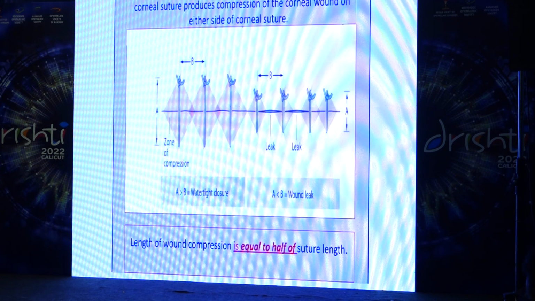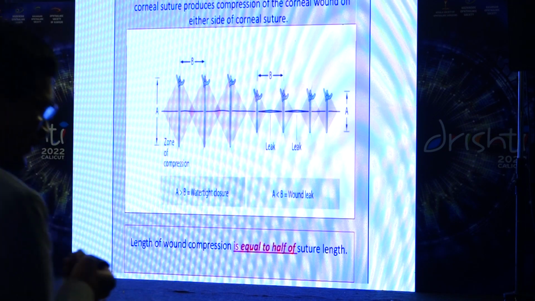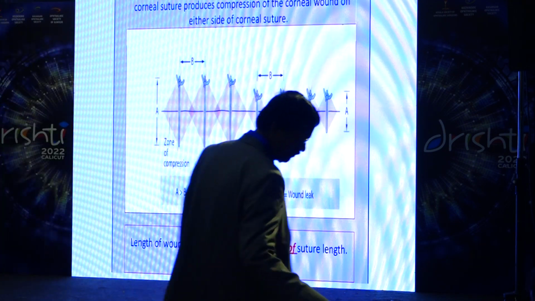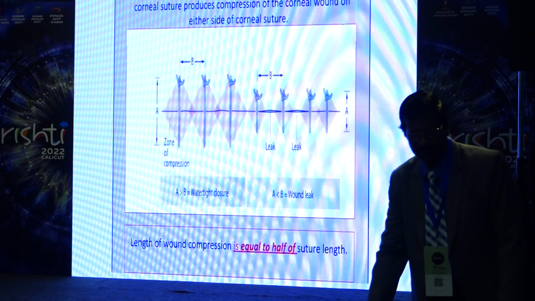We all know this diamond shape. The length of the wound compression is actually half of the suture length. So if you are doing long sutures, there will be compression on both sides, it's half the length, so you can reduce the number of sutures. If you are doing short length sutures, compression will be less, and you have to do multiple sutures.